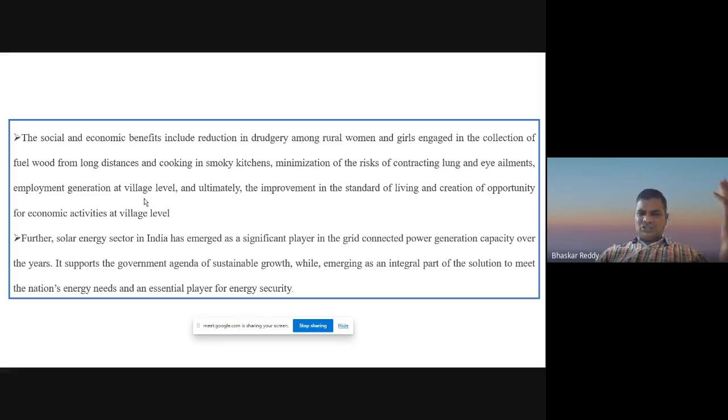When they are using a solar water heater, a solar cooker and a solar lantern, then the life period of the human being automatically increases, because solar never produces any pollution at all.